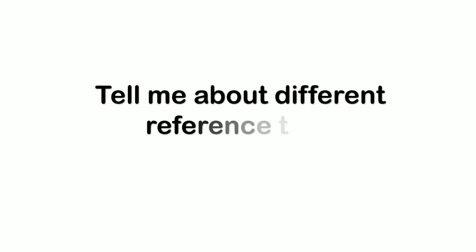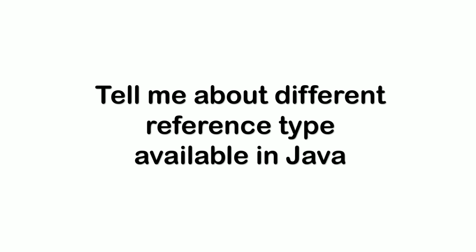The next question is, tell me about different reference types available in Java. So as far as I remember, there are four types of reference types that are available in Java. Those are strong reference, weak reference, soft reference, and phantom reference. So coming to the strong reference, we use it everywhere in Java, to be honest. We can create an object and then assign it to a reference, and note that if the object has a strong reference, the object is never garbage collected.